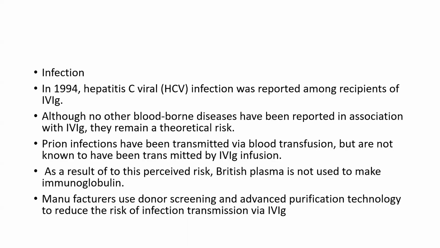Now, infection. In 1994, hepatitis C infection was reported among recipients of IVIG. Although no other blood-borne disease has been reported in association with IVIG, they remain a theoretical risk. Prion infection has been transmitted via blood transfusion but is not known to have been transmitted by IVIG. As a result of this perceived risk, British plasma is not used to make immunoglobulin. Manufacturers use donor screening and advanced purification technology to reduce the risk of infection transmission via IVIG.